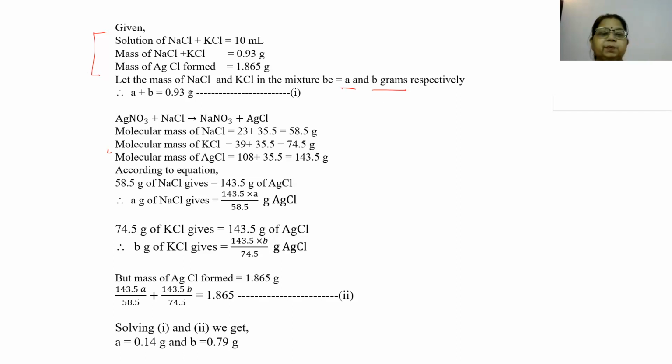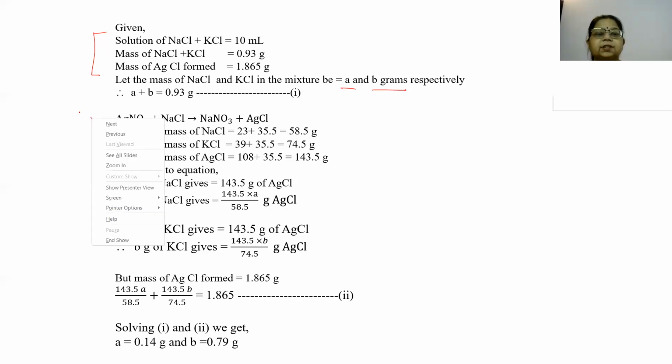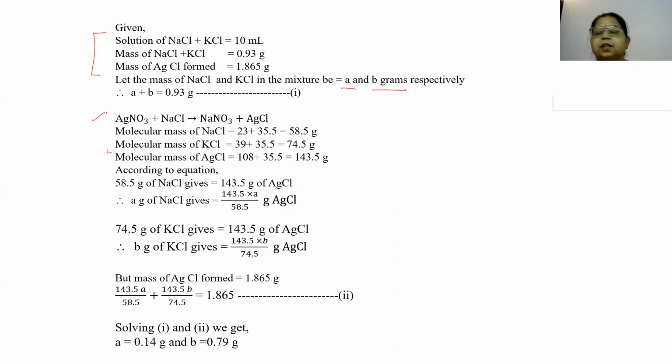Now, next step is we write the chemical reaction taking place. So that reaction is that silver nitrate is reacting with sodium chloride to give you NaNO3 and AgCl. Similarly, we can write the reaction of silver nitrate with KCl, that is potassium chloride. You will get potassium nitrate and silver chloride.